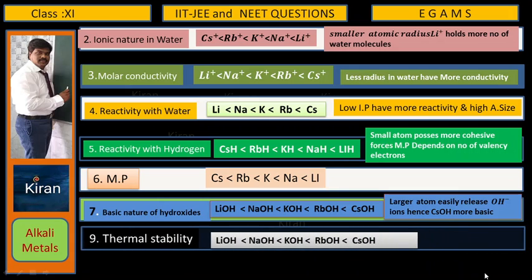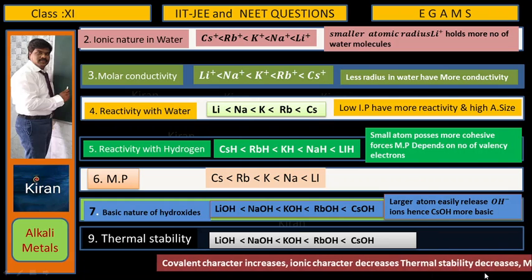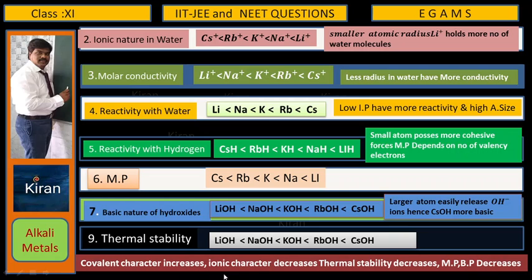Thermal stability. Lithium hydride is less stable than cesium hydride. In the same way, the hydride stability we can explain with respect to the atomic size. Atomic size increases, thermal stability also increases. One more important point I am showing you, my dear students: covalent character increases. Always, obviously, ionic character decreases. If there is no ionic character, that is less stable. Thermal stability decreases.